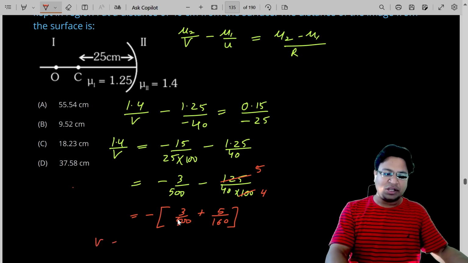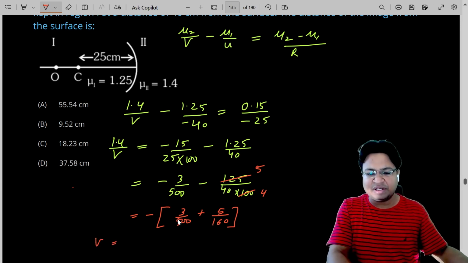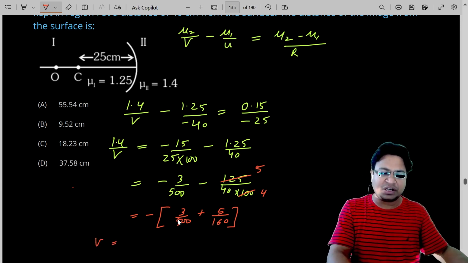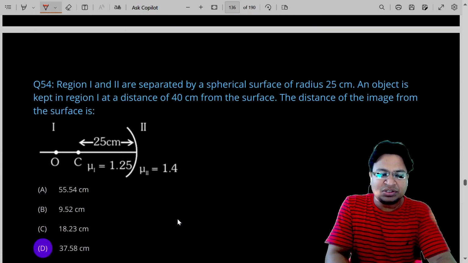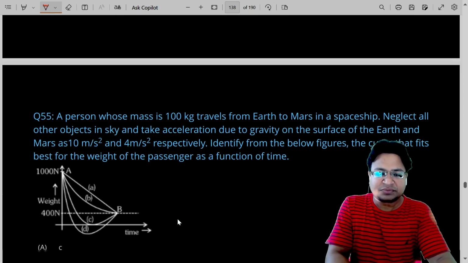Next, when we finish this calculation, I'm leaving it up here now, guys. You can finish the calculation. On finishing the calculation, you will get 37.58. I have already tried that. I know the answers given are correct. So this value is what you are going to get.